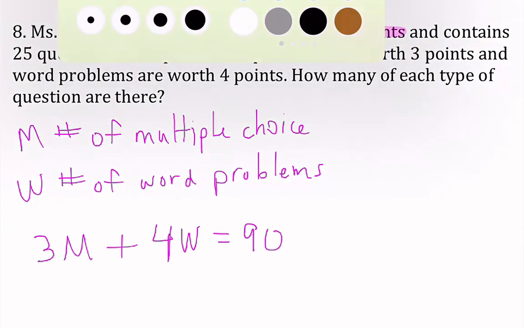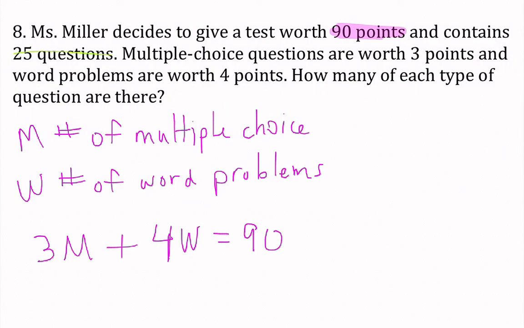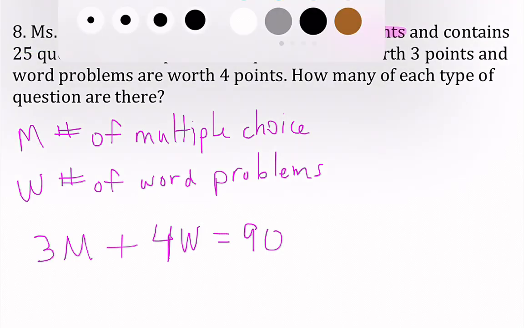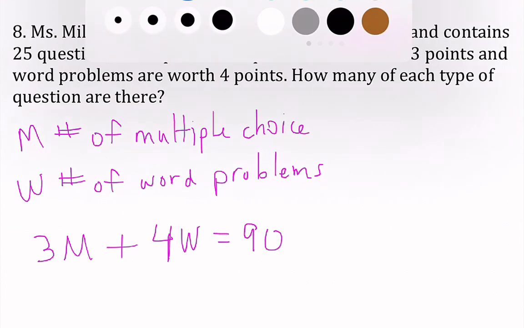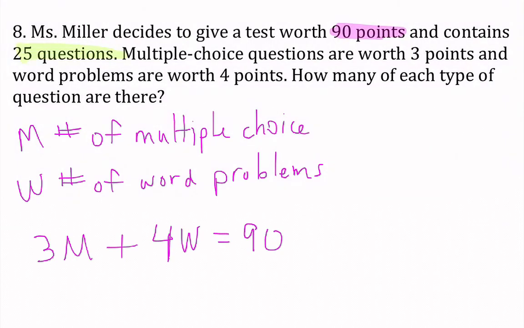We need to find our second total. Well, the second total is the total number of questions. I know this test is going to have 25 total questions, and the type of questions it has is multiple choice and word problems. So I know the number of multiple choice plus the number of word problems on that test will equal the total number of questions, which is 25.